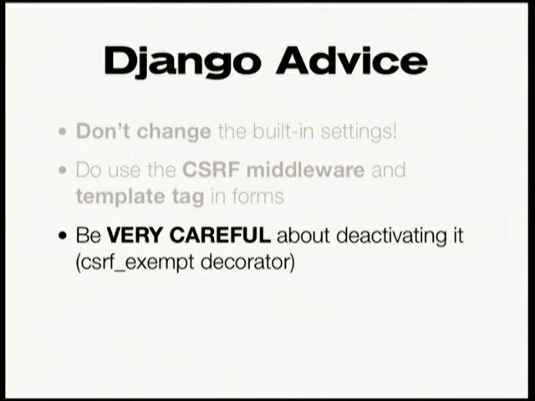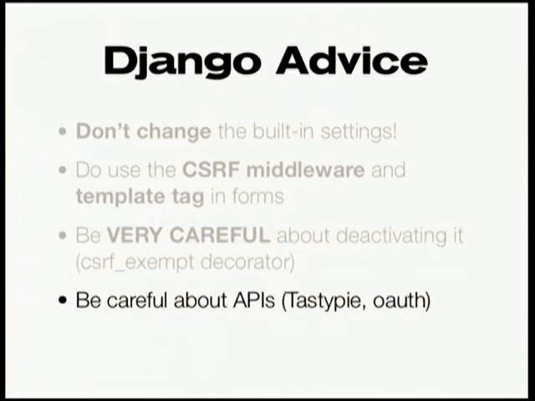And be very, very careful about deactivating it, like with the csrf_exempt decorator. There are some valid use cases for that, but you really have to be conscientious about it. You want to think long and hard if you're going to use exempt. You especially want to be careful about things that are third party or APIs. If you're using TastyPie or doing OAuth stuff, you want to be careful about wiring all that up. It's a little bit harder because you can't use a lot of the built-in tokens out of the box. You kind of have to use the same concepts. But some of the libraries now are starting to include those things with them.